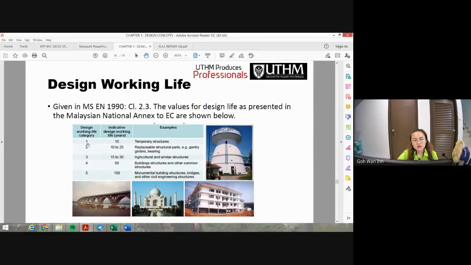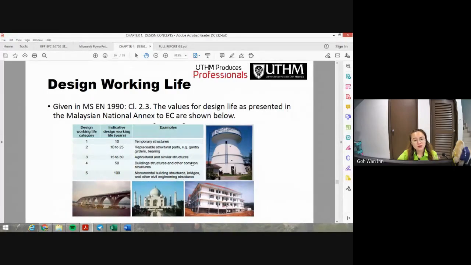Category 1 is for 10 years, meaning temporary structures, not permanent. Category 2, 10 to 25 years, is for replaceable structures like gantry girders and bearings. And 15 to 30 years is for agriculture and similar structures. The normal buildings that we design for, building structures and other common structures, is class 4, for 50 years. We design for 50 years. Normally we use class 4. And class 5, for 100 years, is for monuments, building structures, bridges, and other civil engineering structures.